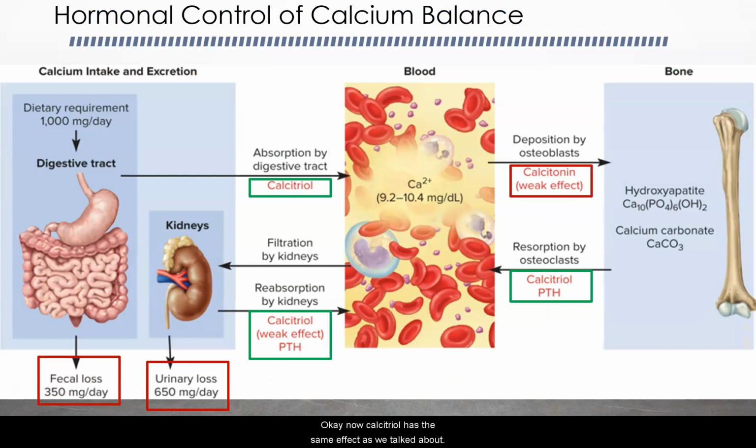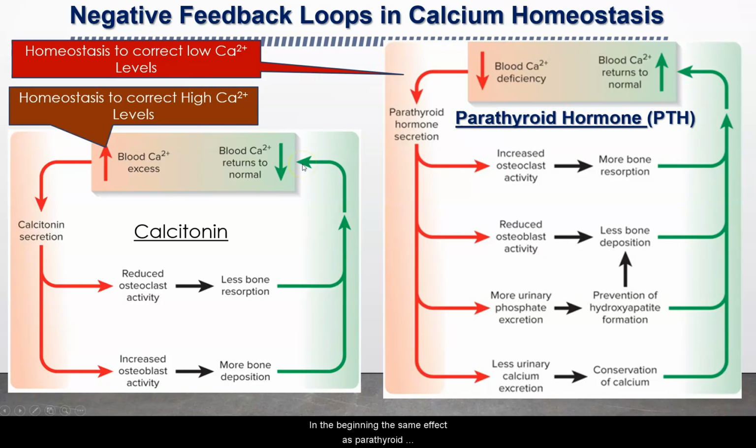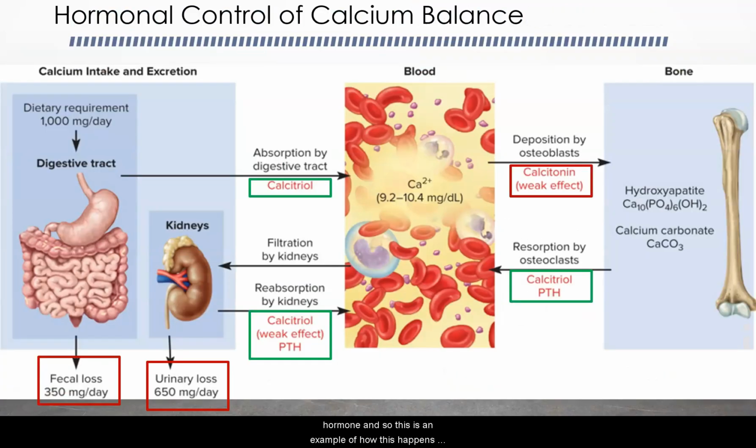Okay, now calcitriol has the same effect, as we talked about in the beginning, as parathyroid hormone. And so this is an example of how this happens. You get calcium intake through your digestive system. You lose it through your fecal and your urinary system. The absorption through the digestive tract is through calcitriol. Filtration by the kidneys is how you lose it. And yeah, so I'll let you look through that, but let's move on.